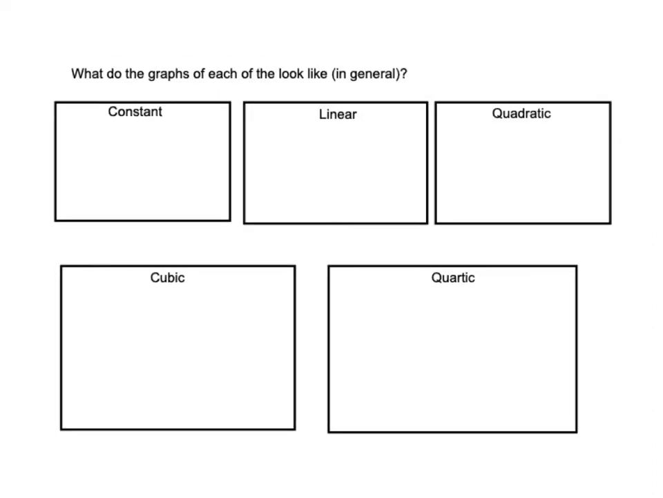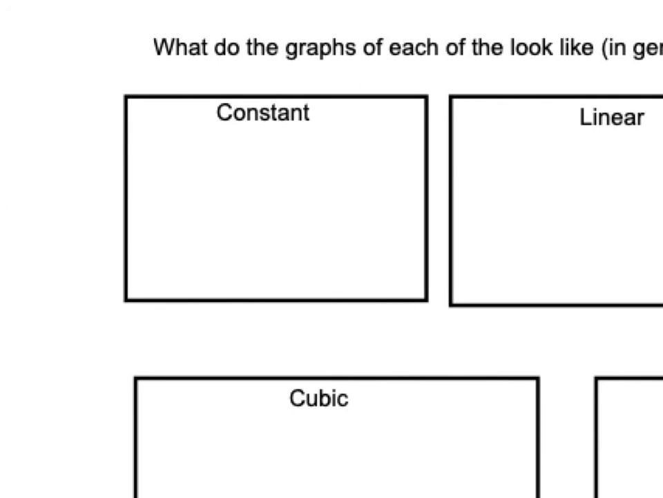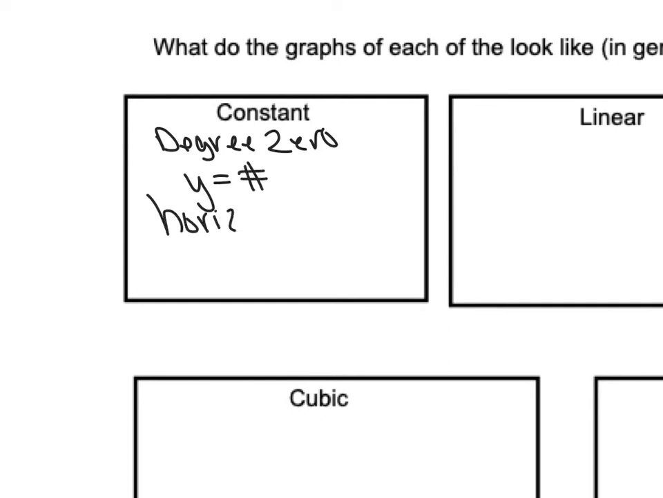Okay, so then we're going to talk about the graphs of these polynomials. And there's constant, linear, quadratic, cubic, quartic, which we talked about what those look like algebraically. If we're looking at a graph of those, a constant has a degree of 0, and it's in the form of y, or f of x, equals a number. And it is a horizontal line. So it's going to look something like that.